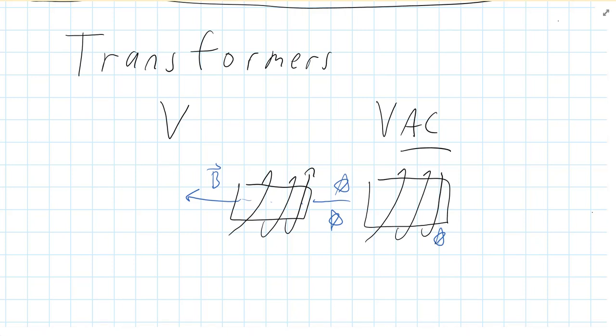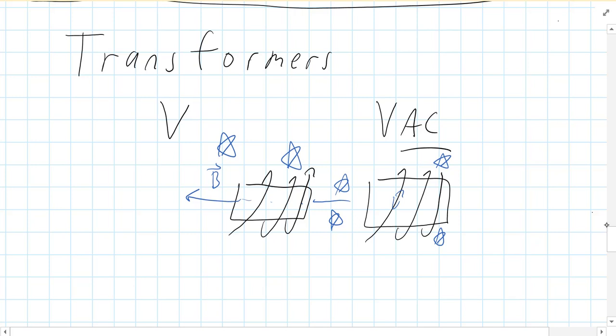So how do you do this? Well, if you constantly change this current, you're constantly changing this magnetic field, which means you're constantly changing the magnetic flux in this solenoid, which means you're getting a current, which is also constantly changing the flow in that solenoid.